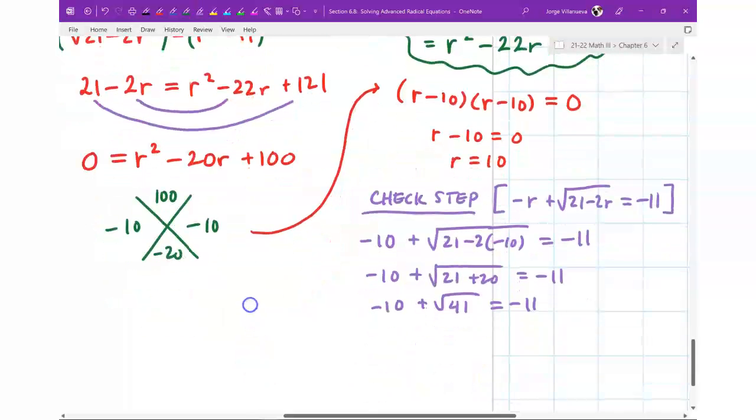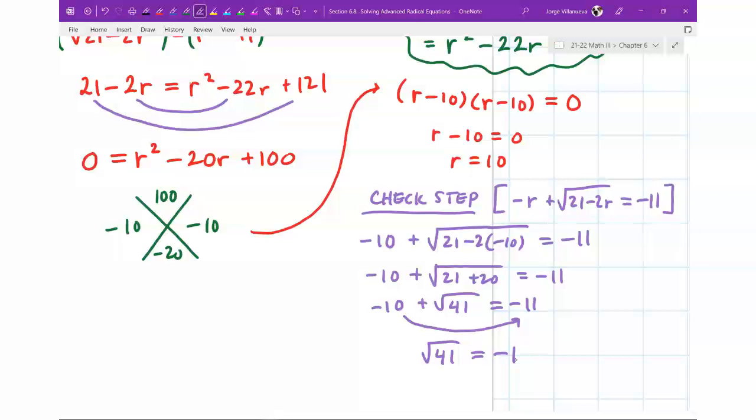Now what I'm going to do is I'm going to move this negative 10 over here, okay? And I get the square root of 41 is equal to negative 1. Can a square root be negative? Okay. Why do you have a negative inside the line? Oh, why did I plug in that? Yeah, you're right. Never mind. I'm plugging in negative 10. Hold on. Changing that. Thank you for that. Positive 10. So that should be a minus 20.